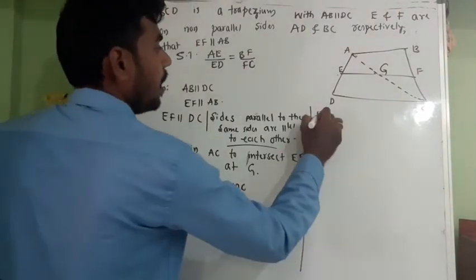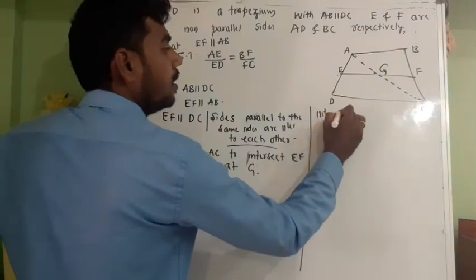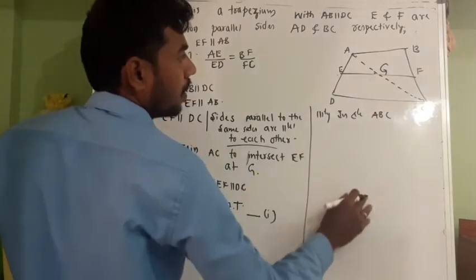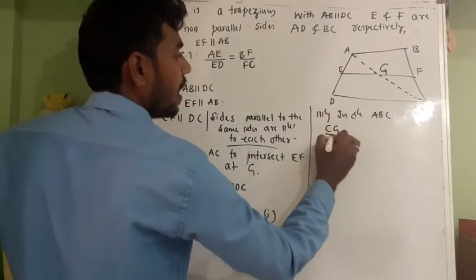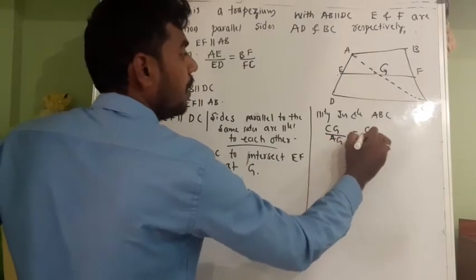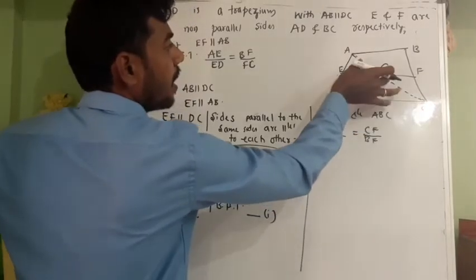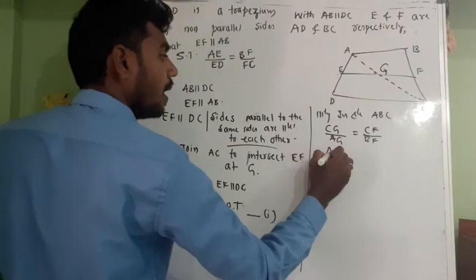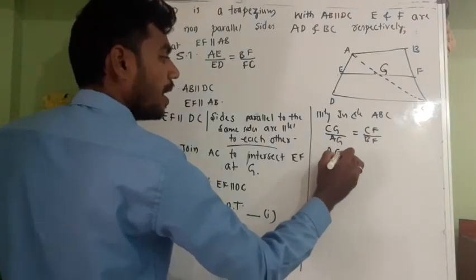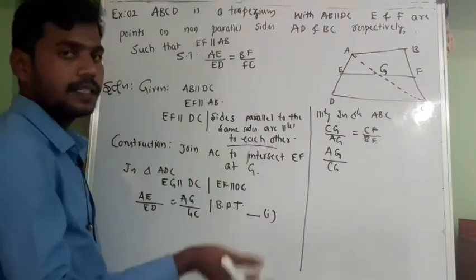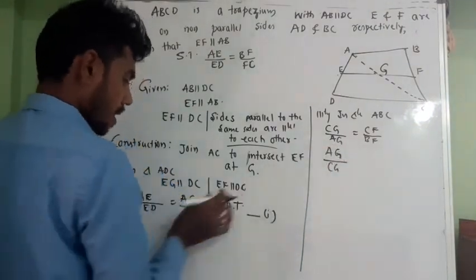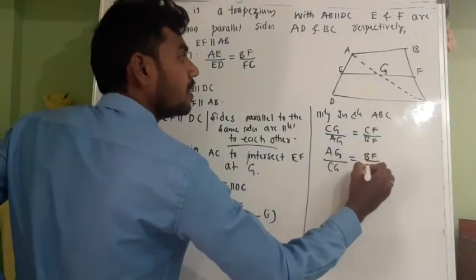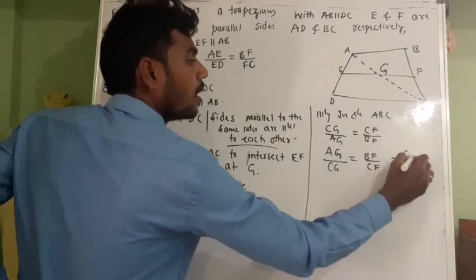Next, similarly, in triangle ABC, CG by AG is equal to CF by BF. Or else I need AG by GC, so AG by CG. Why? Because I need to show one common ratio, either LHS or RHS equal. That is the reason I need this. I am replacing it: AG by CG is equal to BF by CF. I will call it equation 2.